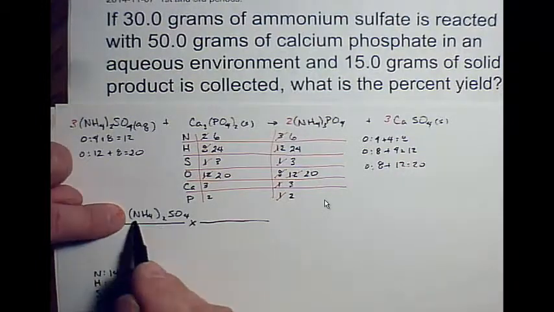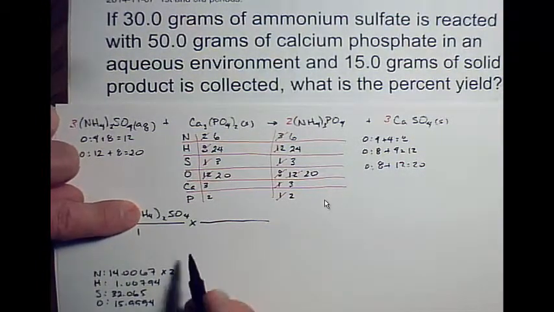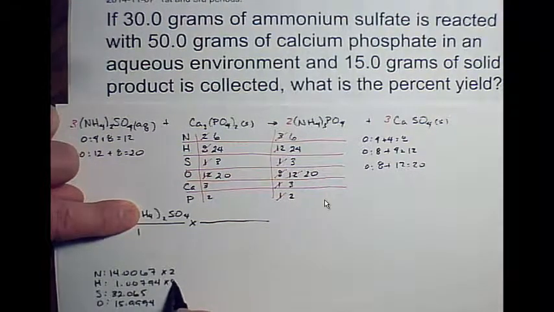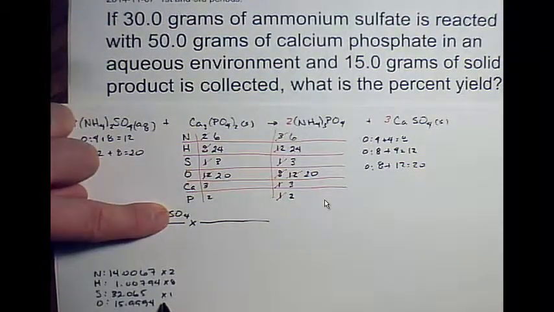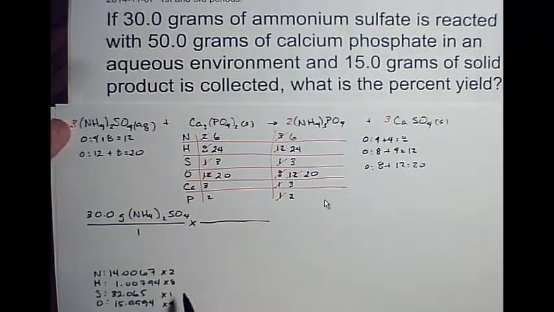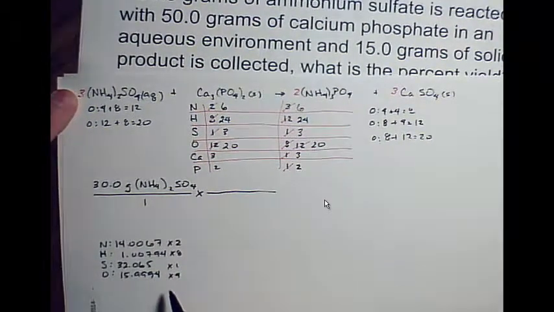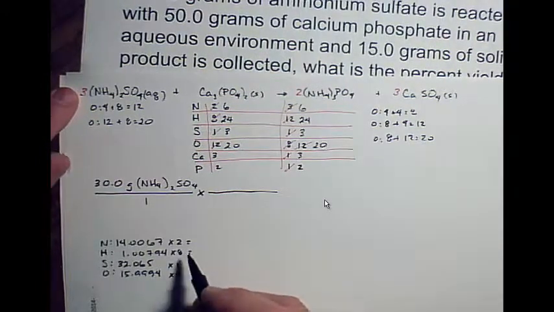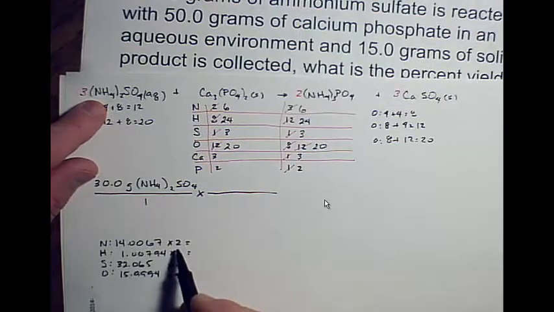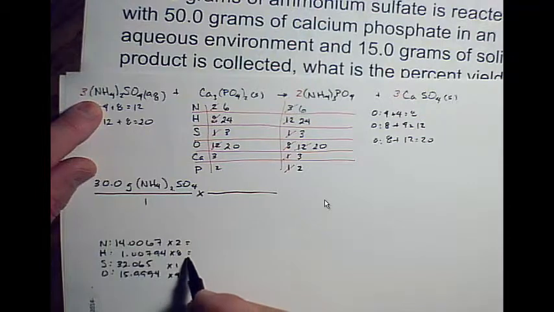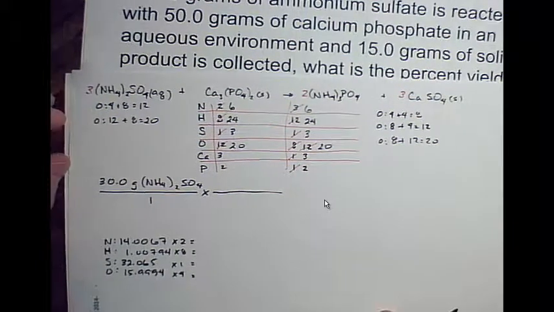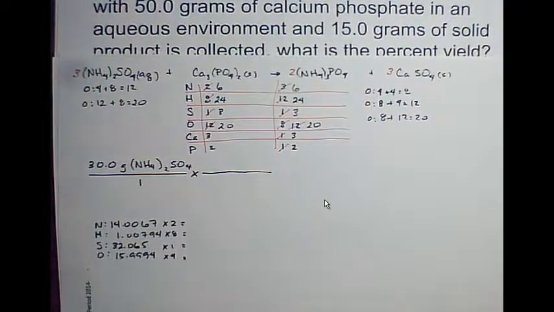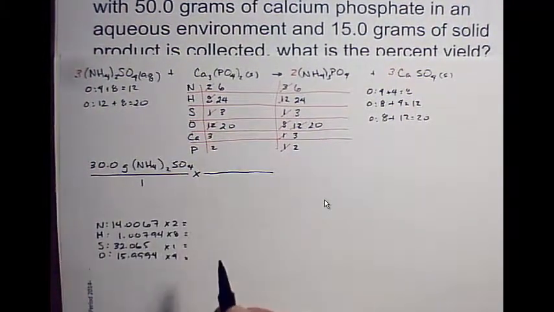15.9994. I've got 2 nitrogens in the formula. I've got 8 hydrogens, 1 sulfur, and 4 oxygens. You ignore coefficients when you're calculating the molar mass. I have students who will, instead of doing 2 nitrogens here, say that must be 6. That's not the way you do it. You only multiply by the number of atoms in the formula unit. I can't see that anymore, but okay. All right, so we're ready to do the math now.